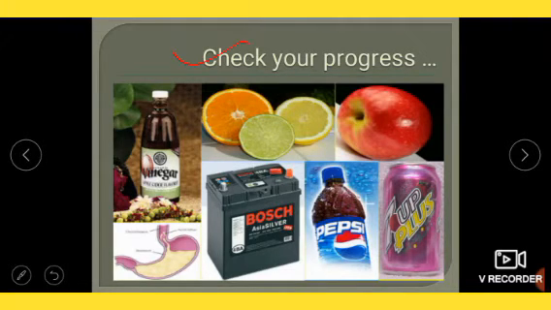Check your progress. Now just see all the things: vinegar, citrus fruit, apple, the cold drinks, battery, HCl. Now just identify which acid is present in all these substances, and write those acids in front of the name of these samples and drop it in my WhatsApp. Okay, I will consider only those students present.